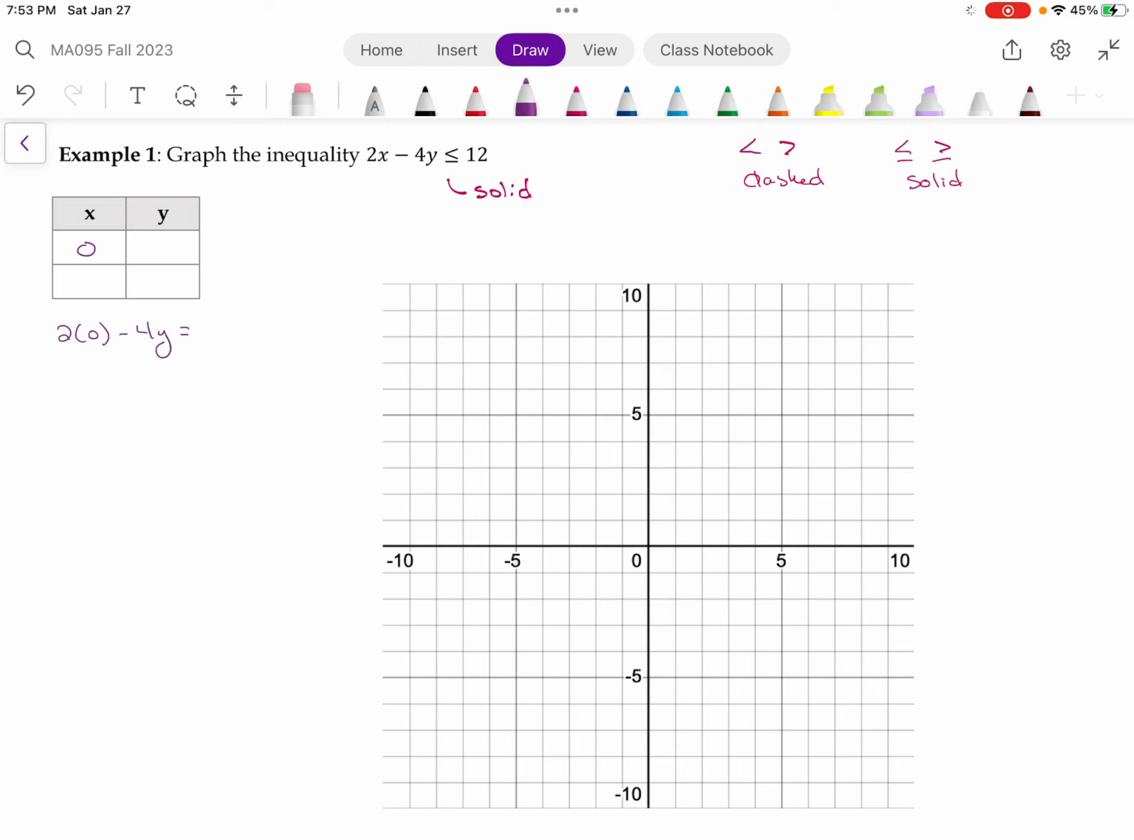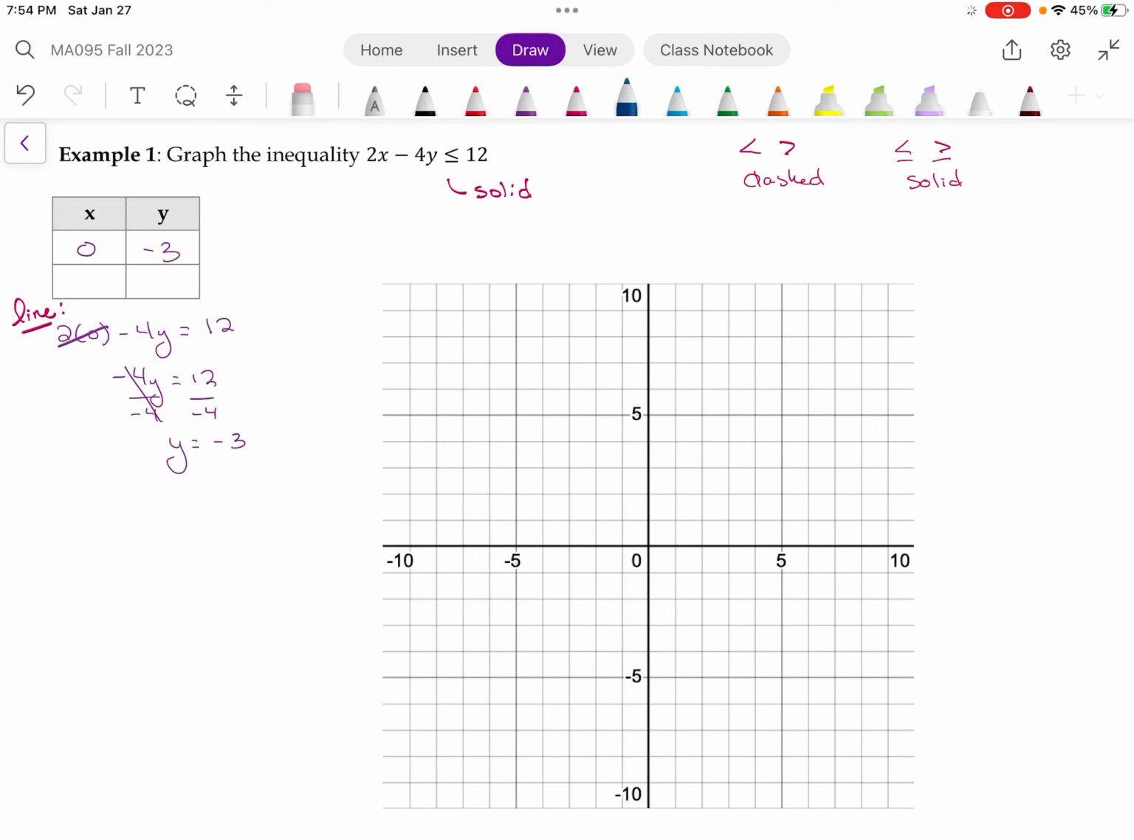then we would have, remember, this is going to be an equal sign because we're just looking for the line, not for the shaded portion. So that's going to go away, and we get negative 4y equals 12. And then you're going to divide by negative 4. And you're going to get y equals negative 3. So I'm going to put negative 3 right in here. So remember, what we're finding right now is the line itself, not the shading.